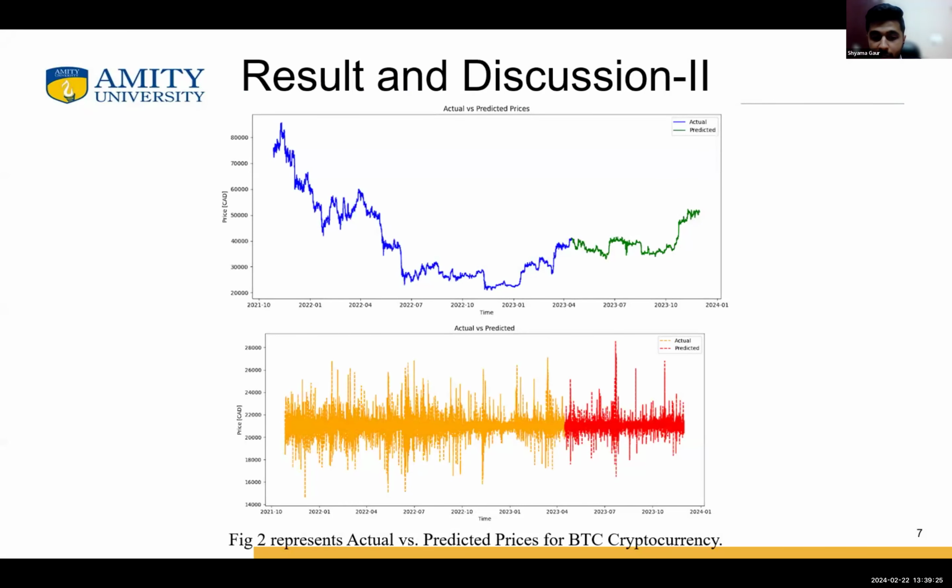This slide represents the actual versus predicted values for Bitcoin cryptocurrency.